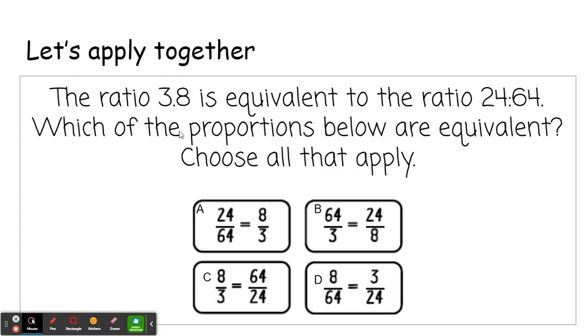So on this one, we want to see the ratio. This should be 3 to 8. And I think I corrected it on something, but obviously I did not correct it here. So 3 to 8 is equivalent to the ratio of 24 to 64. Which of the proportions below are equivalent? Choose all that apply. And so what I want you to do, there's 2 different ways that you could write this. I want you to make sure that you are writing this correctly.